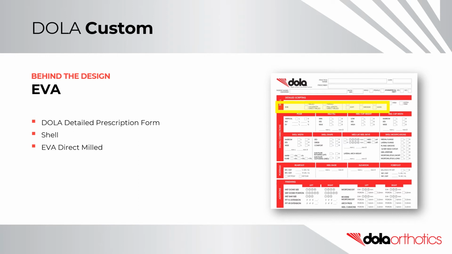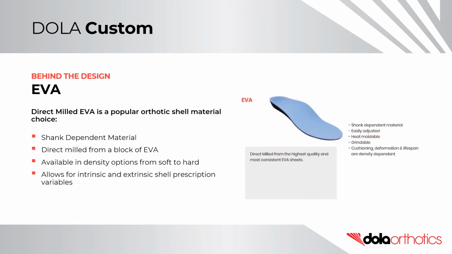They selected an EVA shell from the shell material options in the detailed scripting section on the DOLA Custom prescription form. EVA is a popular material choice for orthotic shells. It is a shank-dependent material, direct milled from a block of EVA. It's available in density options from soft to hard and allows for intrinsic and extrinsic shell prescription variables and is easily adjusted with a grinder.